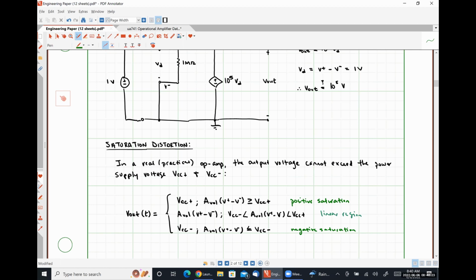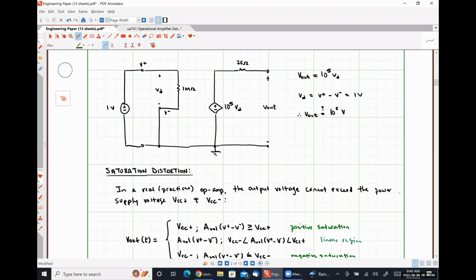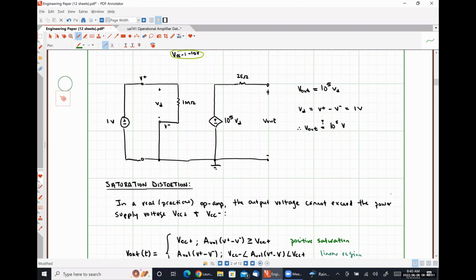Some op amps are not rail-to-rail op amps, and so their maximum output voltage is constrained to be within a volt or so of the power supply voltages. For the sake of this class, we are going to consider every op amp that we analyze to be a rail-to-rail op amp.